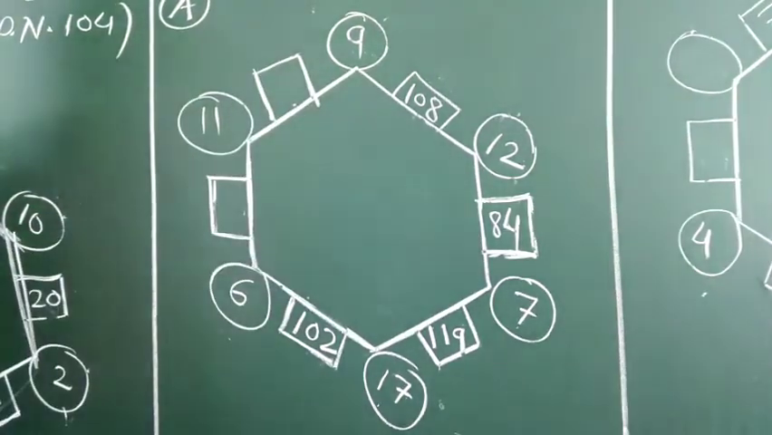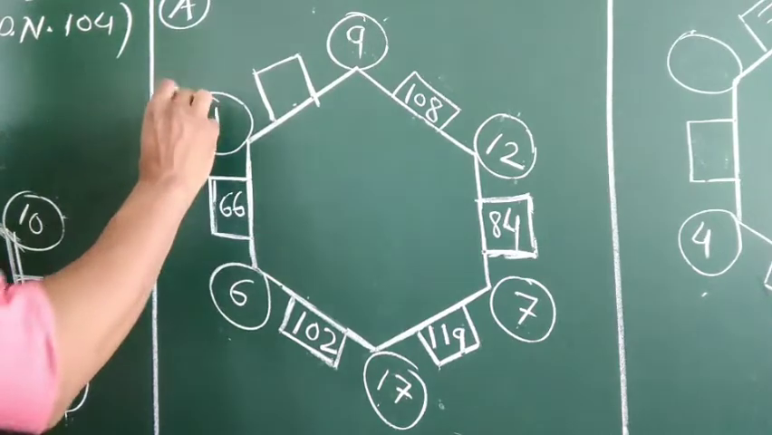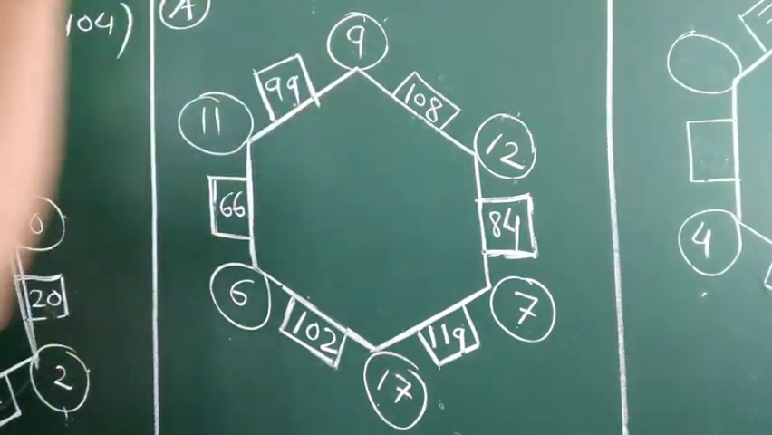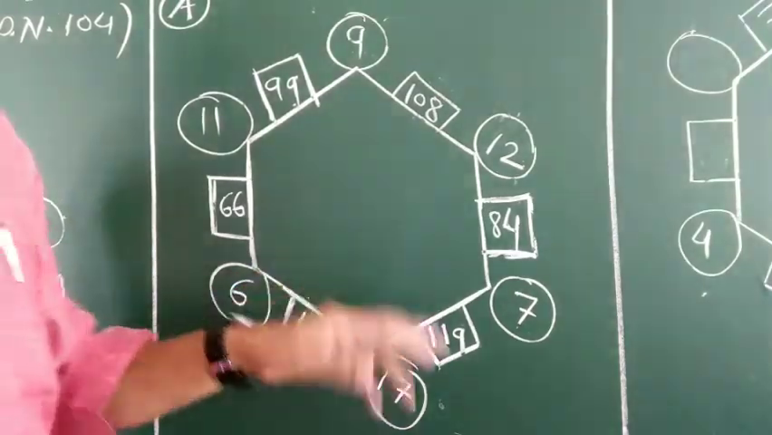Next. Now it is very simple. 11 into 6 it is 66, and then 11 into 9 it is 99. So this way we complete this pattern by using the rule which was used in the example number 1. Okay. Now see number A.